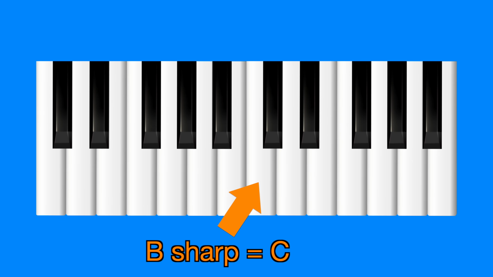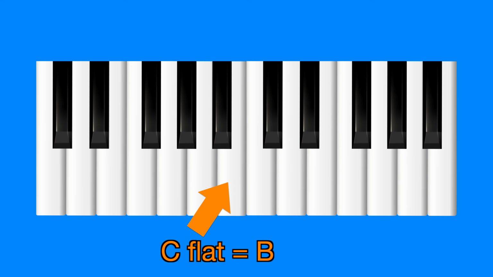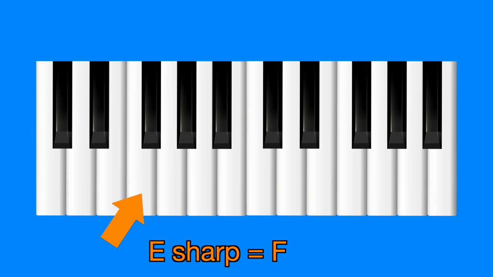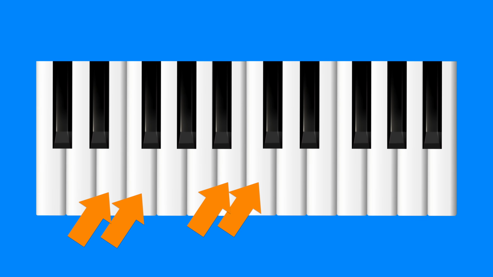One quick thing, a B sharp is technically the same as a C. A C flat is nothing else than a B. Same for E sharp, it's basically F, and vice versa, F flat is E. Attention, this just works for B and C and E and F, because there is no black key between them. So they are already a semitone apart from each other.